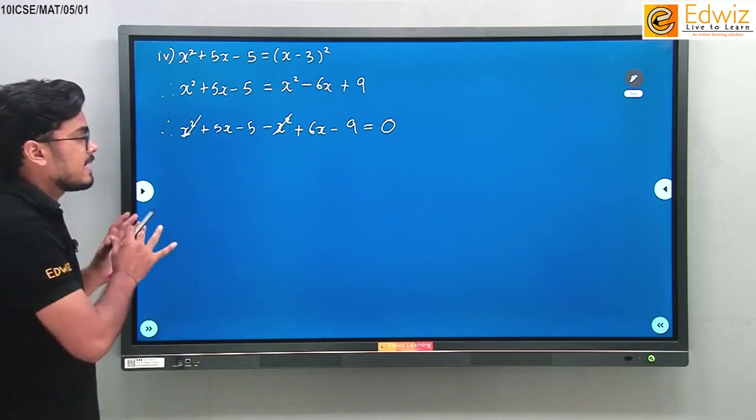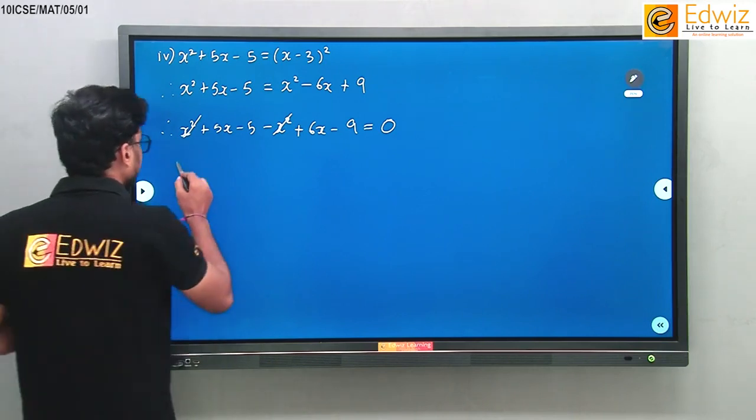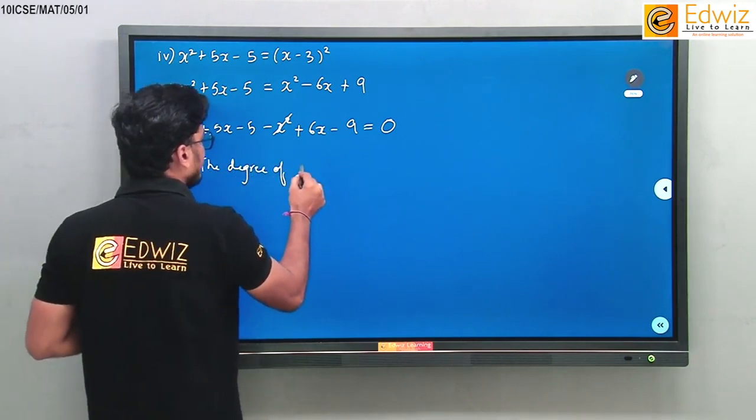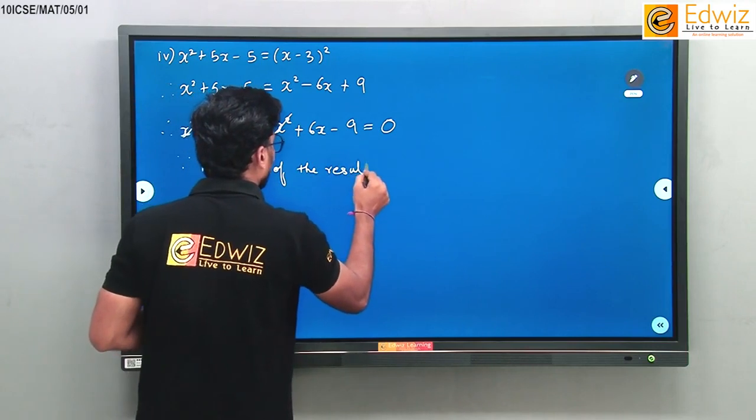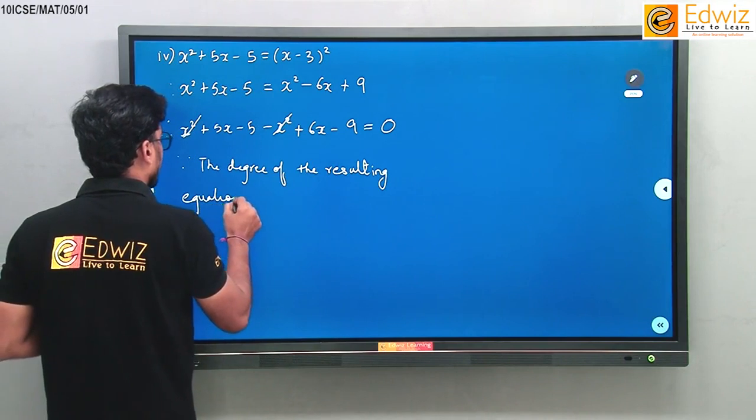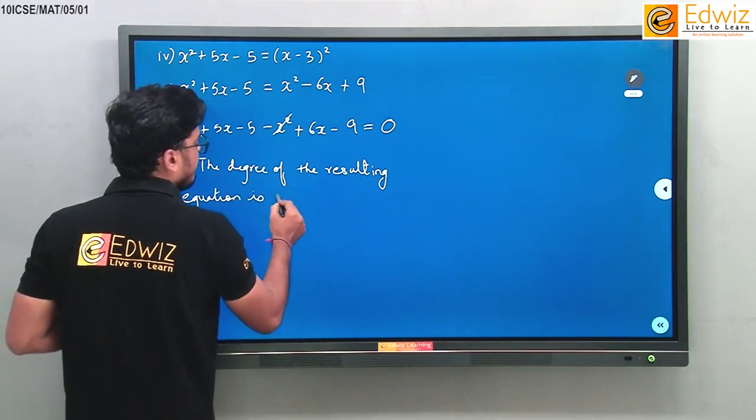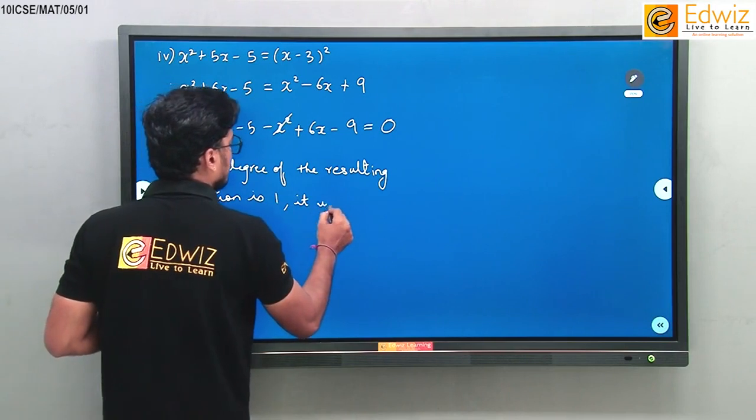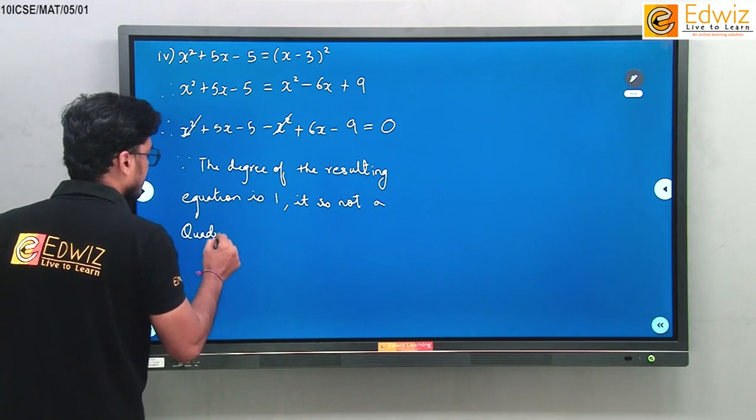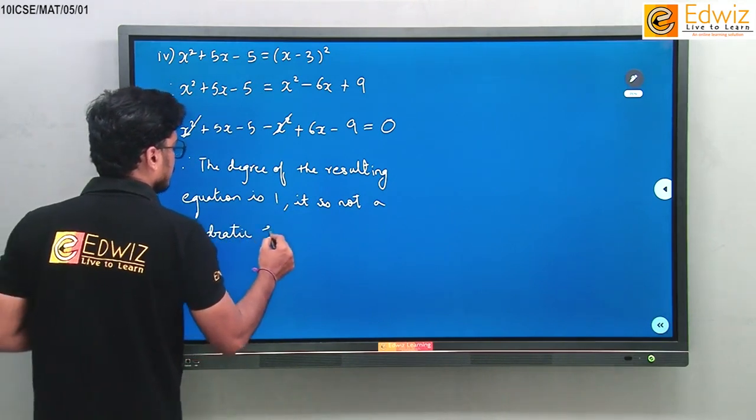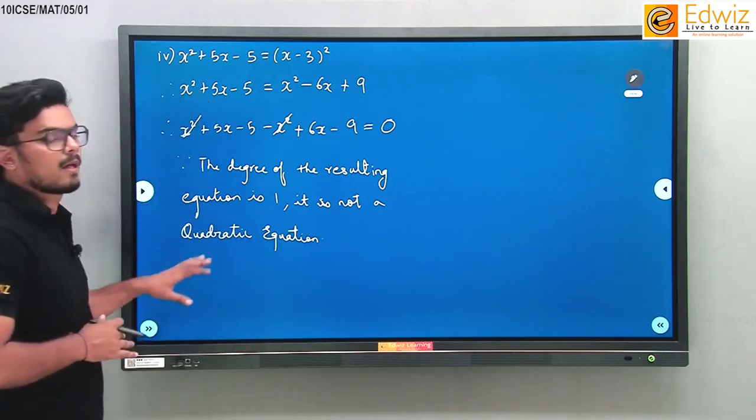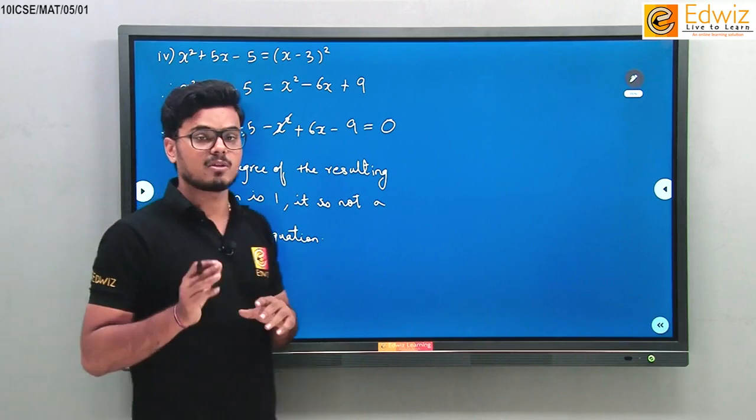That's why we can say that this is not a quadratic equation, since the degree of the resulting equation is 1, it is not a quadratic equation. Okay, so once again we have an equation which is not quadratic.